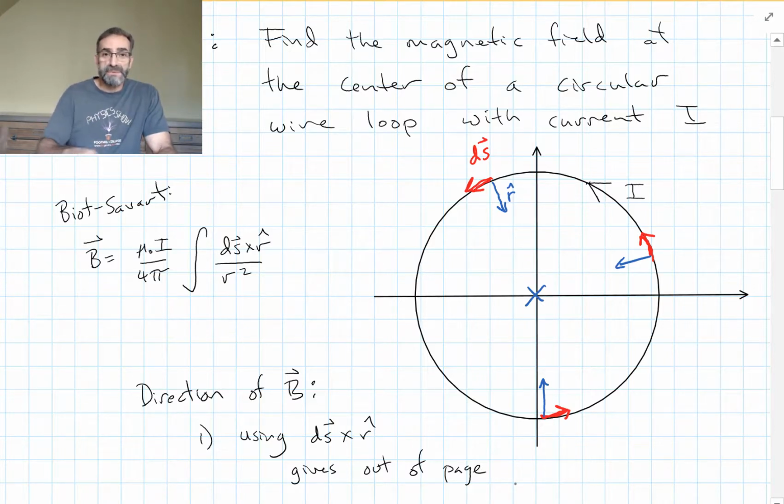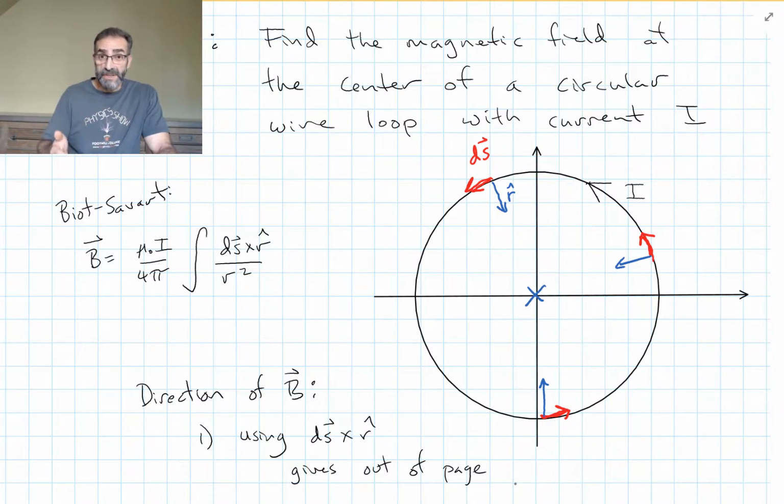At any of those three locations, I can do the cross product, or any other location on this current-carrying wire. I find my ds points in the direction of the current, r hat points from that location to my point of interest, and I do the cross product and I get out of the page.